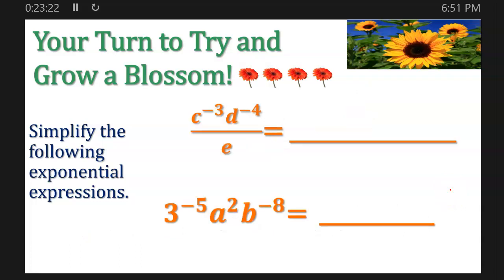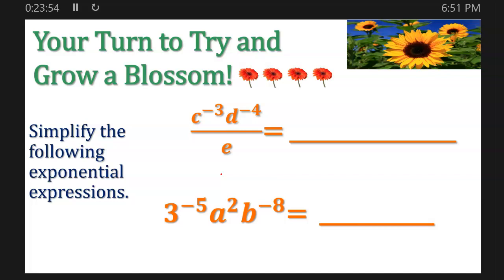All right, our final, your turn to try and grow a blossom. Go ahead and simplify the following exponential expressions. We have c to the negative 3rd times d to the negative 4th divided by e. And remember, when there is no exponent on the number, there is an implied or understood exponent there. So keep that in mind. Okay, I'm going to ask you to pause, and I'm going to say 1, 2, 3.